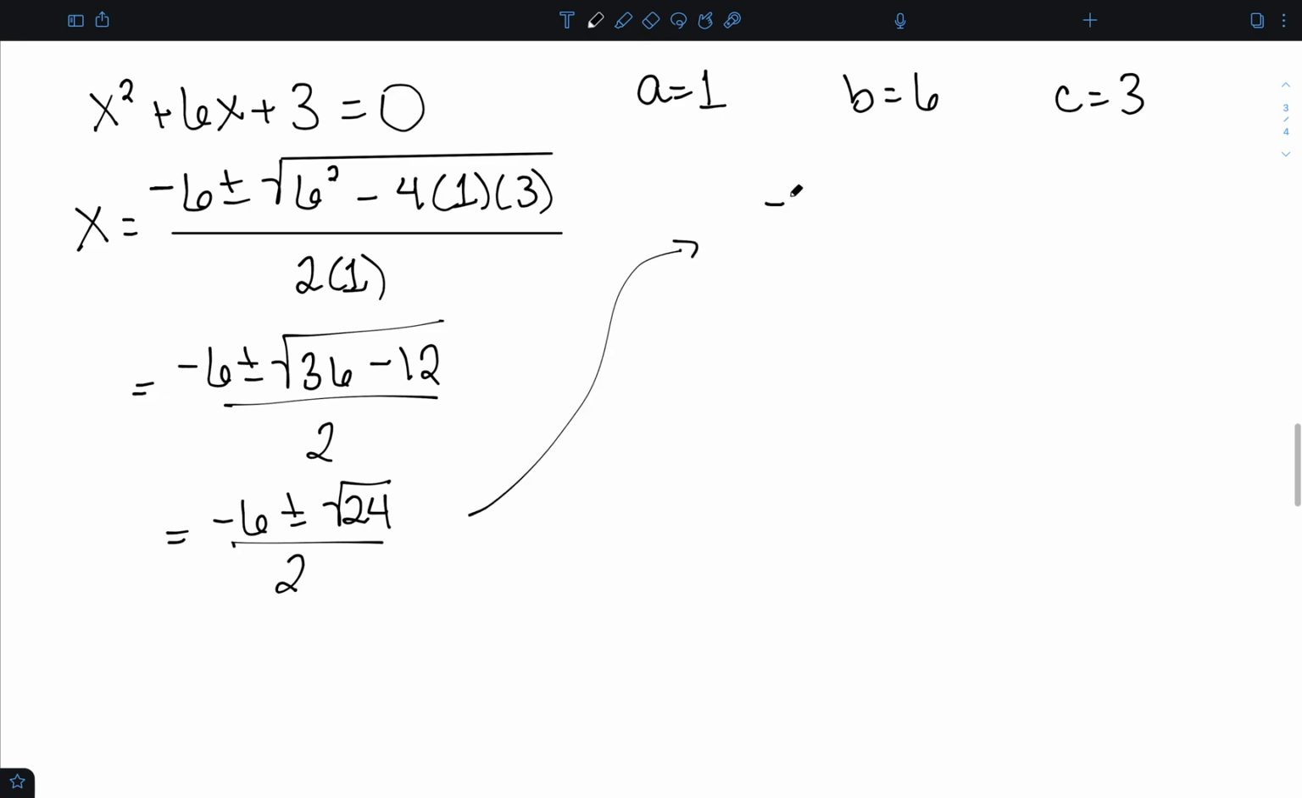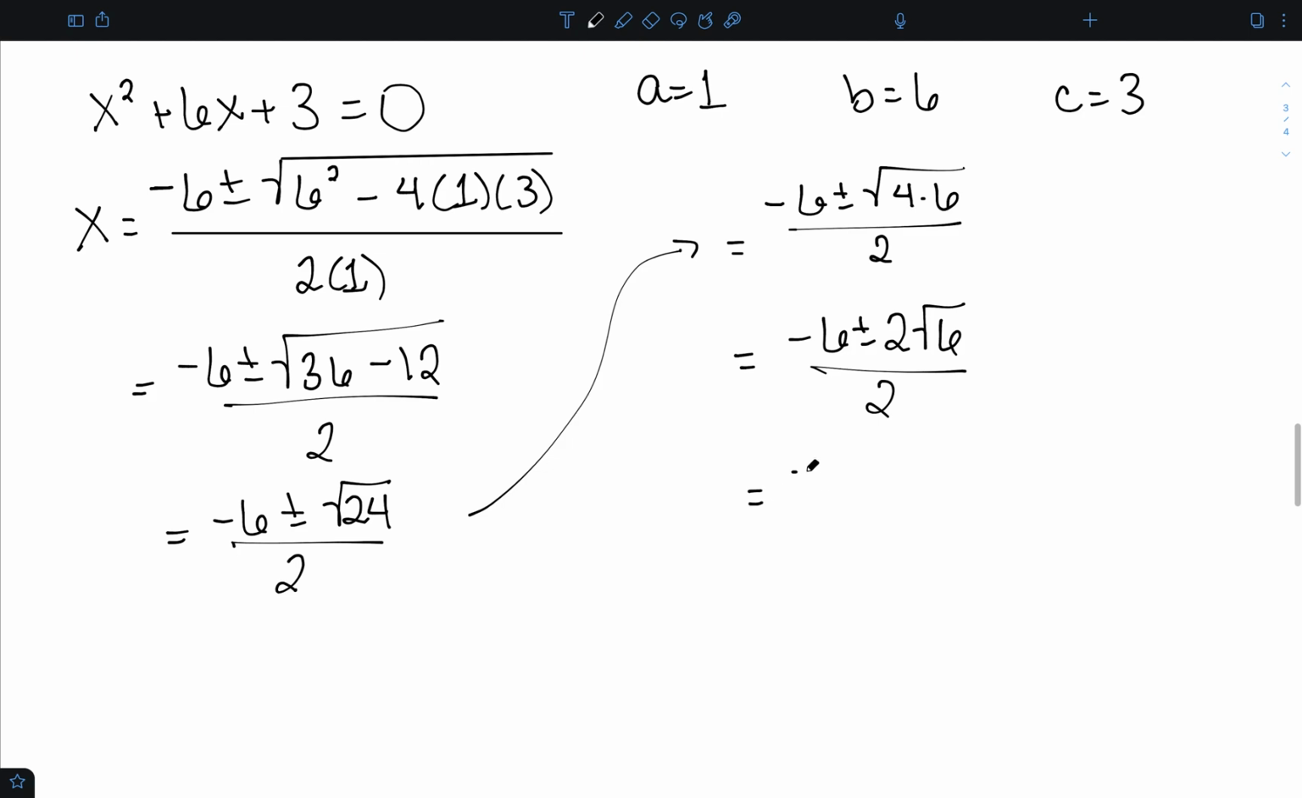I can rewrite this. 24 I'm going to rewrite as 4 times 6. The square root of 4 is 2. We don't know the square root of 6. So I can write this as negative 6 over 2 plus or minus 2 square root of 6 over 2, or in other words, negative 3 plus or minus the square root of 6. So my two solutions are negative 3 plus the square root of 6 and negative 3 minus the square root of 6.